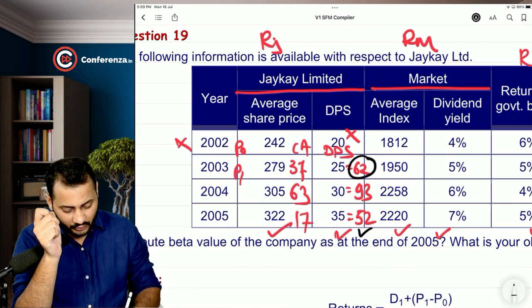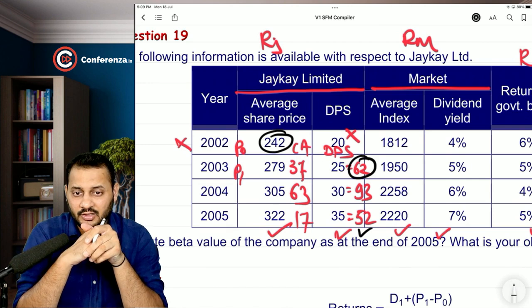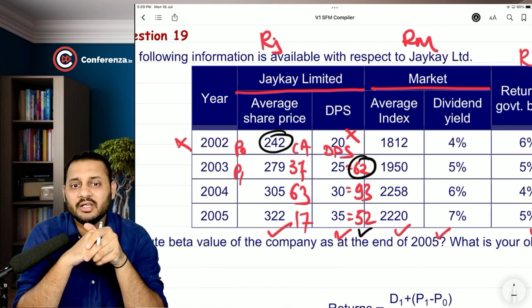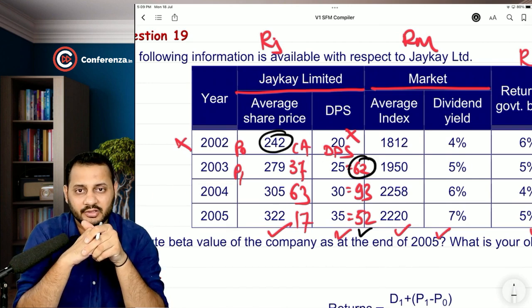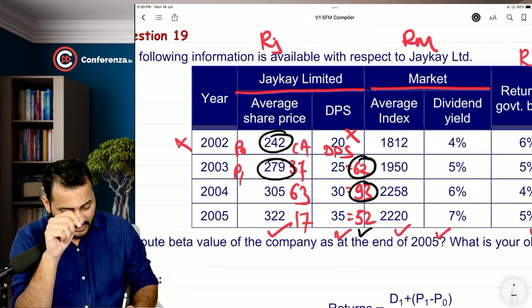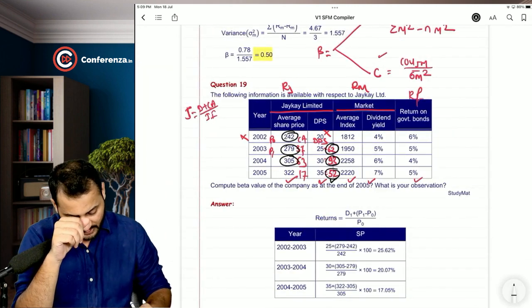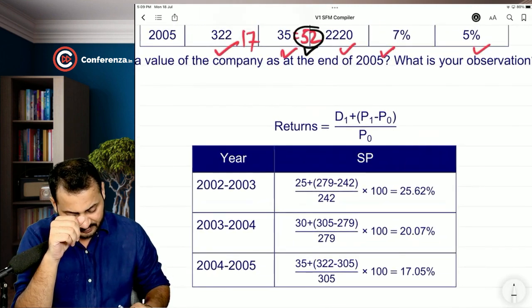Now 62 divided by 242, the opening price, not the same 279, will give you the return for 2002-3. That will be the first return. Then 93 divided by 279, 52 divided by 305 will give you the returns. I hope they have calculated it very well here.